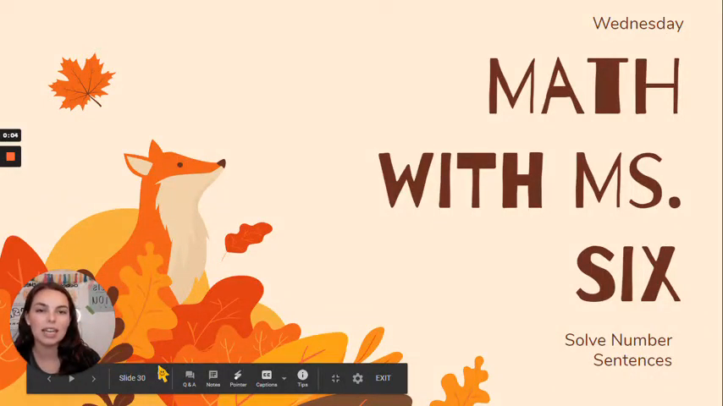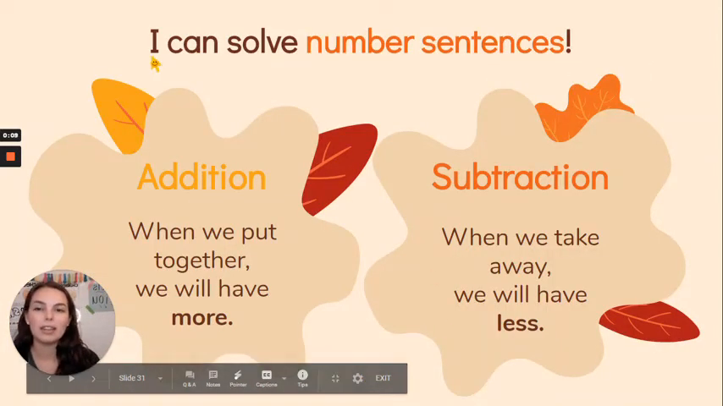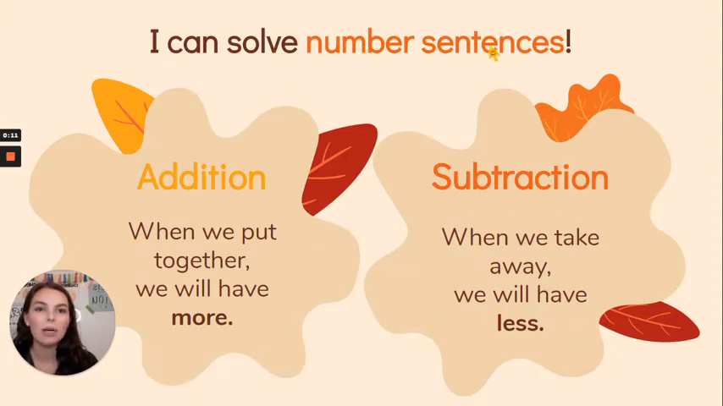Today is Wednesday, and today we're going to solve number sentences. So at the top I said I can solve number sentences, and that's our vocabulary word, number sentences. Now we know that sentences, when we're reading a book, have a capital letter and a period, and there are letters that make up words in the sentence. But in math, we have number sentences. They're going to have numbers and symbols, kind of like punctuation marks, but a little bit different.